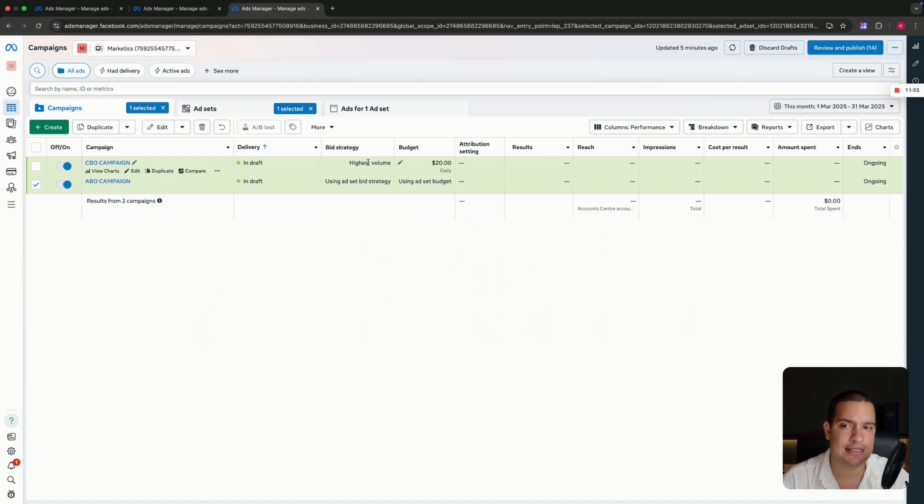So if you start testing, do ABO. If you start scaling, do ABO. And when you have something that is stable, you are making a few hundred or a few $1,000s per day in revenue with your products, then in that scenario, you want to test CBO to see if you can bring it to the next level. So that's what I suggest for how you should use CBO.